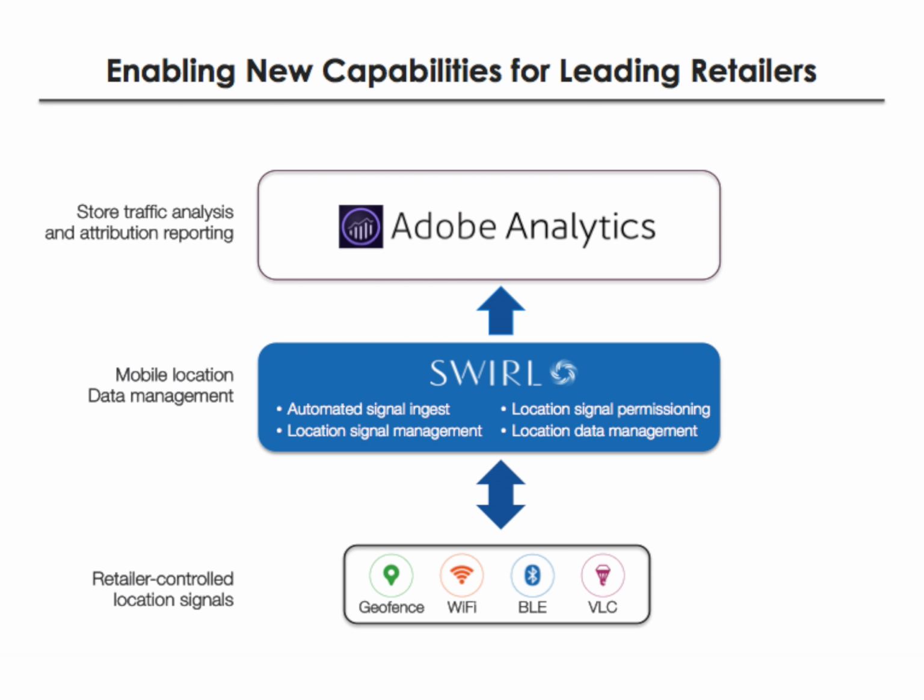Swirl's mobile location data management applications automate the process of deploying and managing large sets of location signals and the resulting consumer behavioral data that is generated in their stores. While Adobe Analytics can now be used to measure store traffic patterns and analyze the impact of online marketing and advertising activities on consumer behaviors in the offline world.